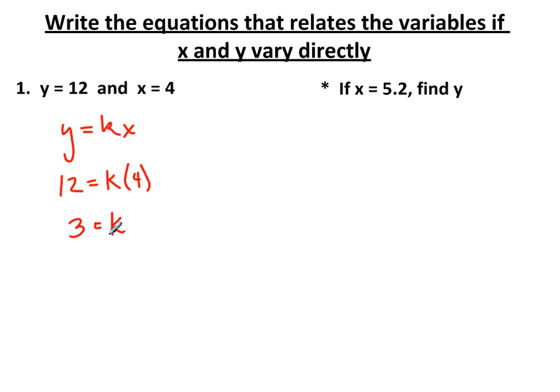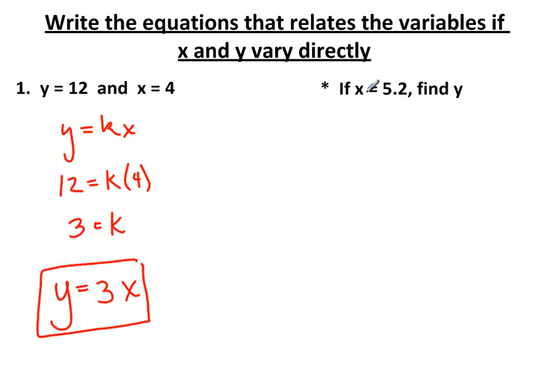Now, this is not my answer. This is just the work to find the constant. I want to write the equation that relates the variables. Remember, x and y are my variables. So if I go back up to my original equation, my variables are y and x, and the only thing I need to do is substitute in my 3, and this is my equation. It should look very linear, because this is y equals mx plus b, where my b is 0, so I have a y-intercept of 0, and a slope of up 3, right 1.